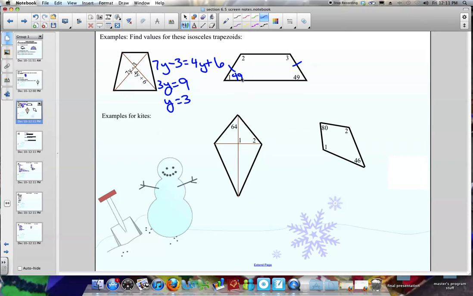There's a couple of ways you could go about this. Since these two lines are parallel and this acts as a transversal, these two angles would have to be supplementary. So you could figure out what's left of 49 to get to 180. So you do 180 minus 49 and you would get 131 as your angle measure here. And then since it's isosceles, this angle here would also have to be 131.